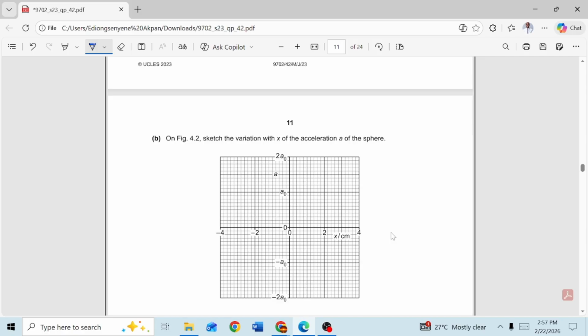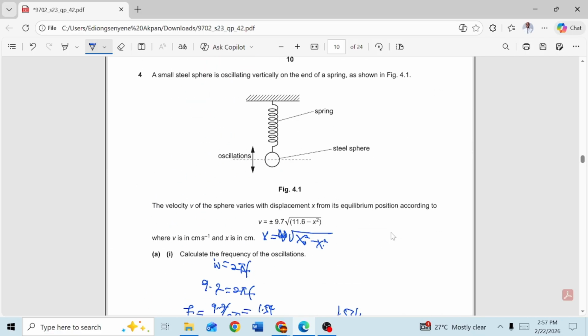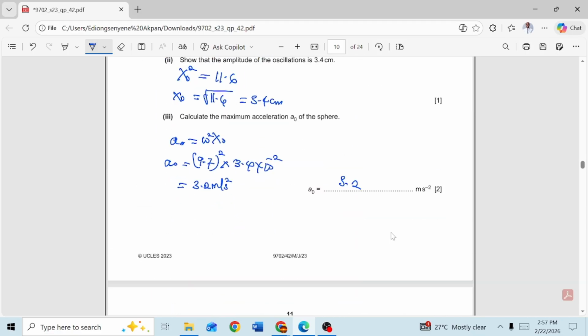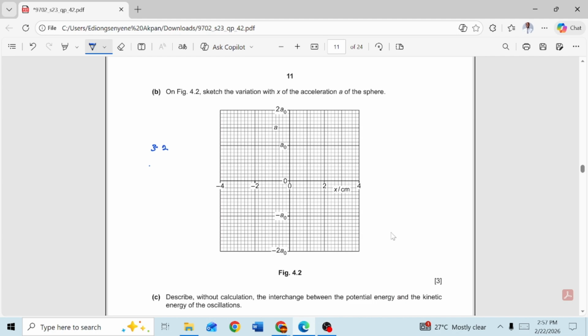B. On figure 4.2, sketch the variation with x of the acceleration of the sphere. We got acceleration as 3.2 and we got the amplitude as 3.4. Those are the things we will use. Remember that acceleration is proportional to displacement in opposite direction. So x naught here will be here and will be here, through 3.2 is 3.4. We would draw a straight line that will pass through the origin. This is how it will look like.